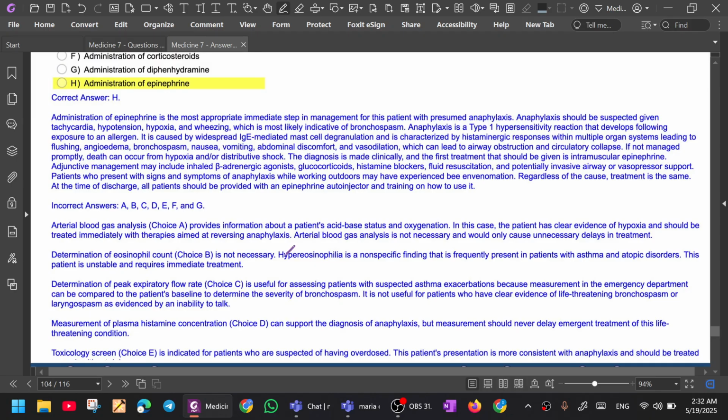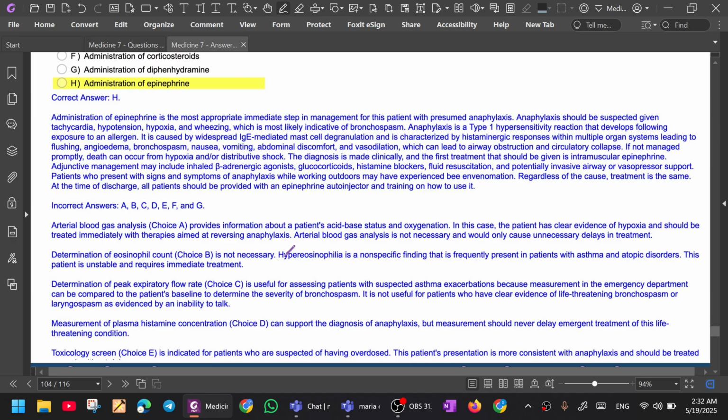Arterial blood gas analysis provides information about acid-base status and oxygenation. In this case, this patient has clear evidence of hypoxia and should be treated immediately with therapies aimed at reversing anaphylaxis. Arterial blood gas analysis is not necessary and would only cause unnecessary delays in treatment.